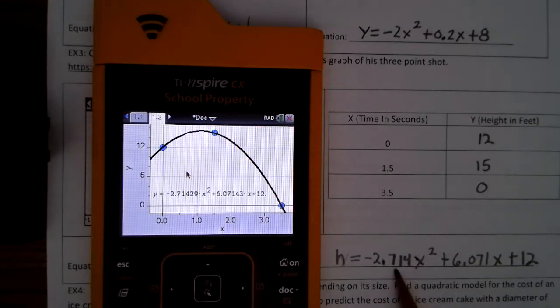Now, these numbers are actually relevant to his shot, okay? This is the effect of gravity on the ball. This is his initial velocity. So we're saying that he initially shoots the ball at 6.07 feet per second, and he initially throws the ball at 12 feet in the air. Okay, so there you go. Steph Curry's beautiful quadratic equation of his shot.